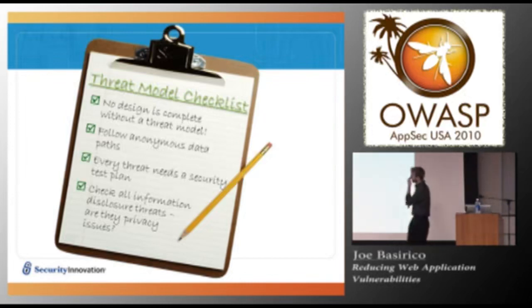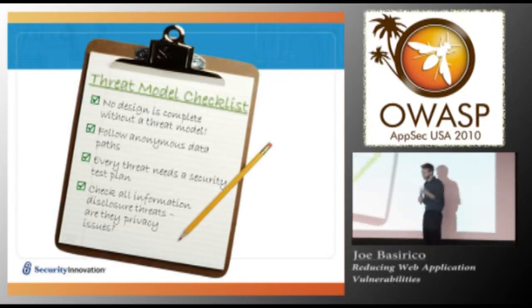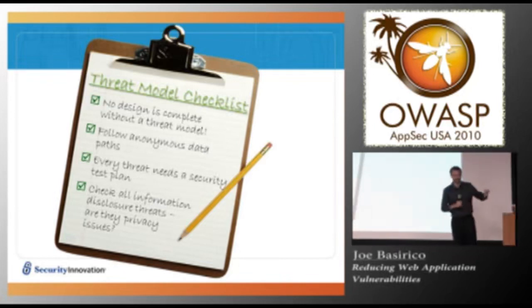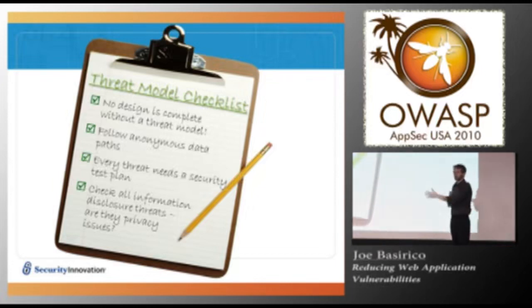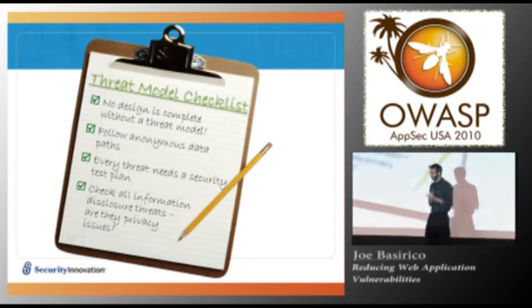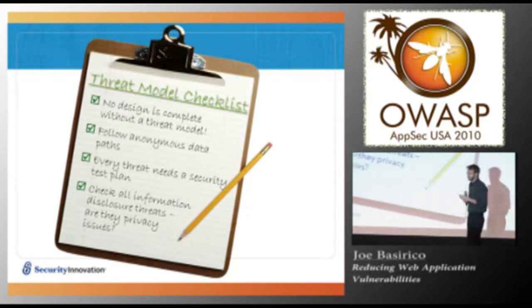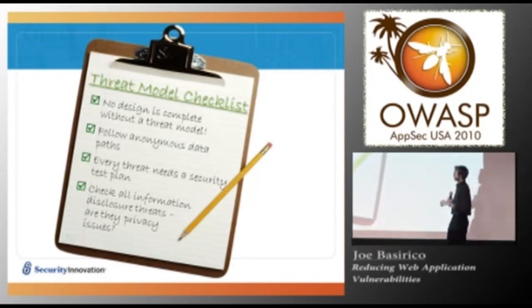So finally, I have a little checklist for everybody. First of all, no design should be considered complete until you've created and finished your threat model. Your threat model should be kind of like a living document that starts early and continues all the way through your process. Once you understand your whole data flow diagram, follow those anonymous paths very closely. Those are the ones at highest risk. Those are the ones that are going to cause you some major headaches down the road.